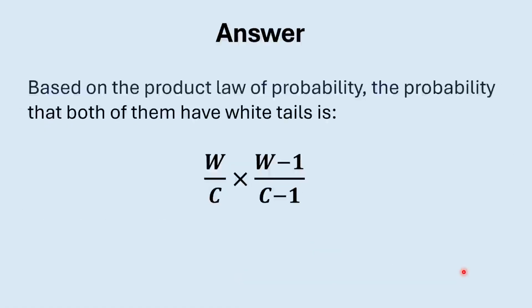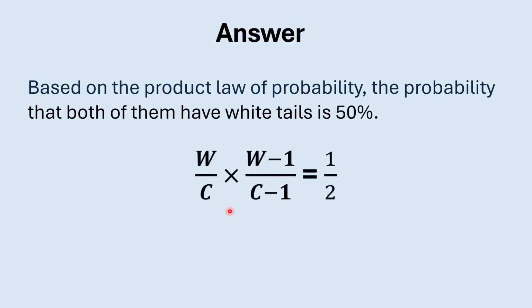Okay, so similarly, we can calculate the probability that the second cat has also got the white tail. And from here, we can employ the product law of probability to calculate the probability of both cats having white tails. We just need to multiply these two individual probabilities, W over C times (W minus 1) over (C minus 1). And from the question, it is equal to 50%. So W over C times (W minus 1) over (C minus 1) is equal to half.